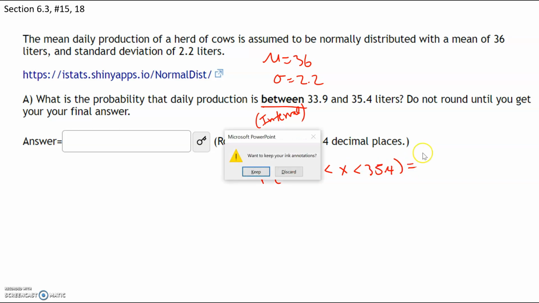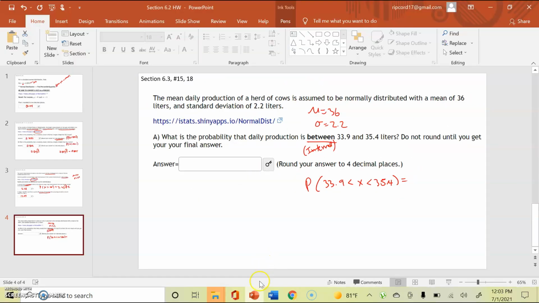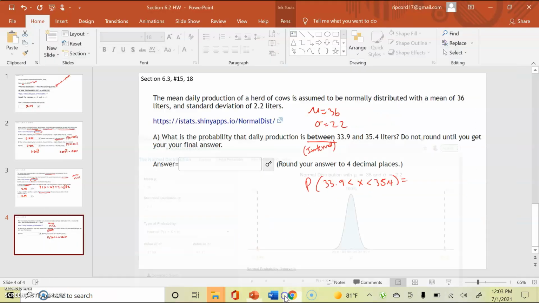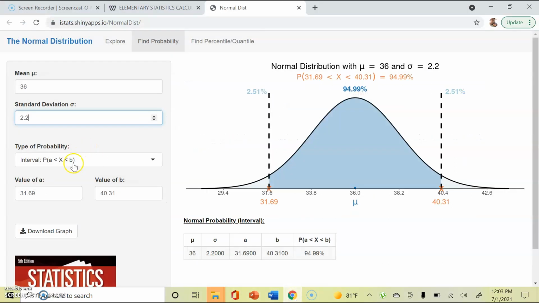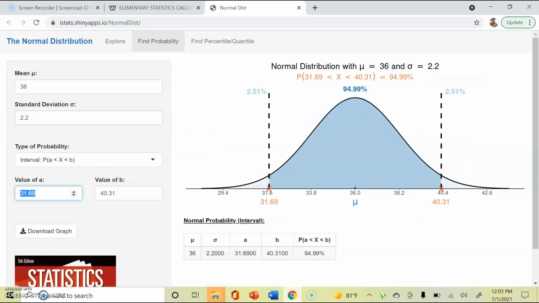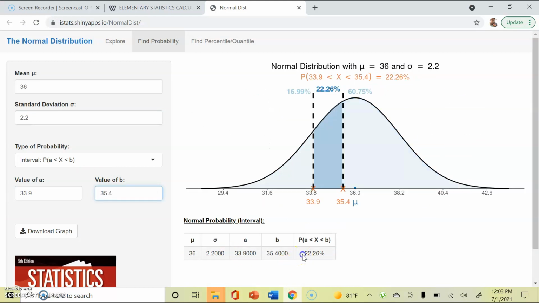Okay, so let's go to our normal distribution calculator. And we're going to put our mean as 36. Our standard deviation is 2.2. Now, because we have the word between, we're going to choose the interval option, this one right here. The interval gives us a lower and an upper value. Our lower value is 33.9. Our upper value is 35.4, and that's going to be 22.26%. We want this in decimal form, so if you divide that by 100, we're going to get 0.2266.